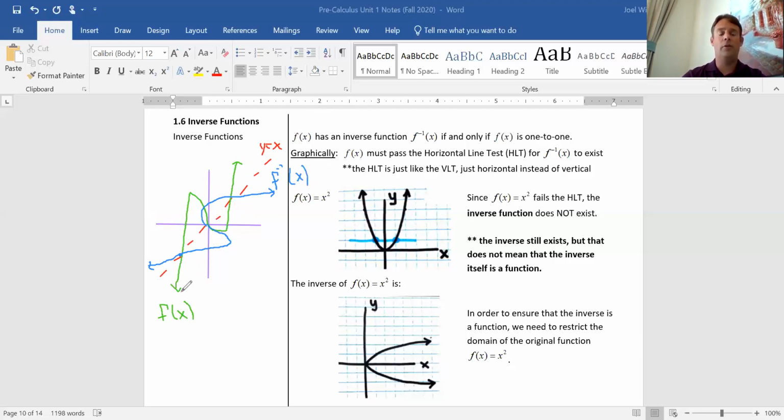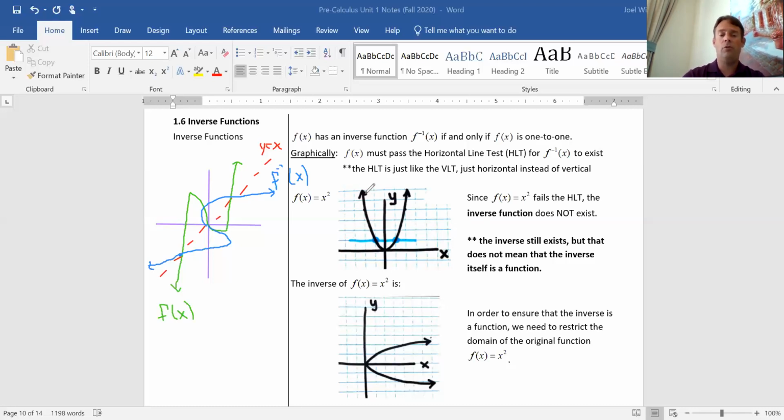Now, just for the sake of argument, notice our green function, f of x, would have passed the vertical line test. So we'd say that's a function. But the blue function, that inverse function, would not have passed the vertical line test. Notice right here, just look at the y-axis. Notice how it crosses the blue graph 3 times. So that means the inverse relationship wouldn't have actually been a function. So in order to prove that something is a function, we use the vertical line test. But to prove if the inverse will also be a function, we have to use the horizontal line test.